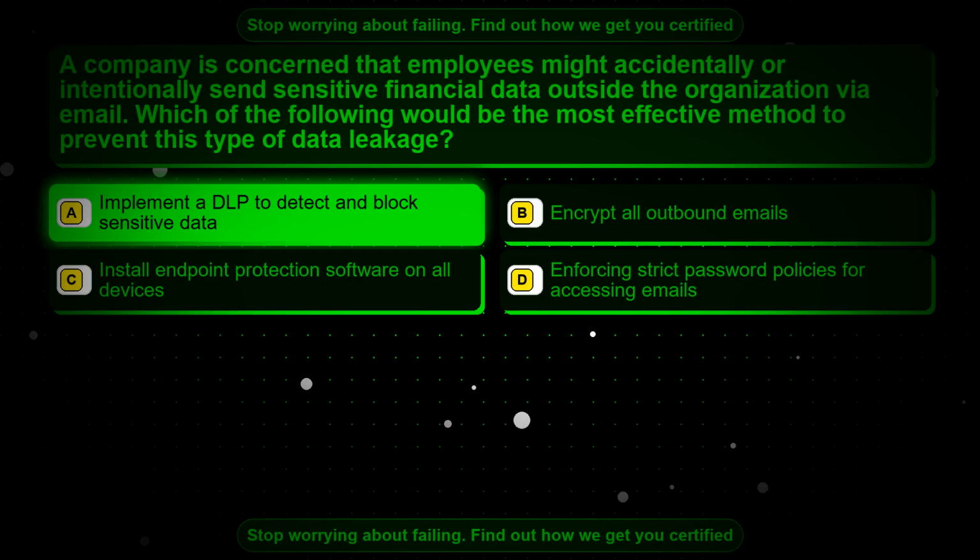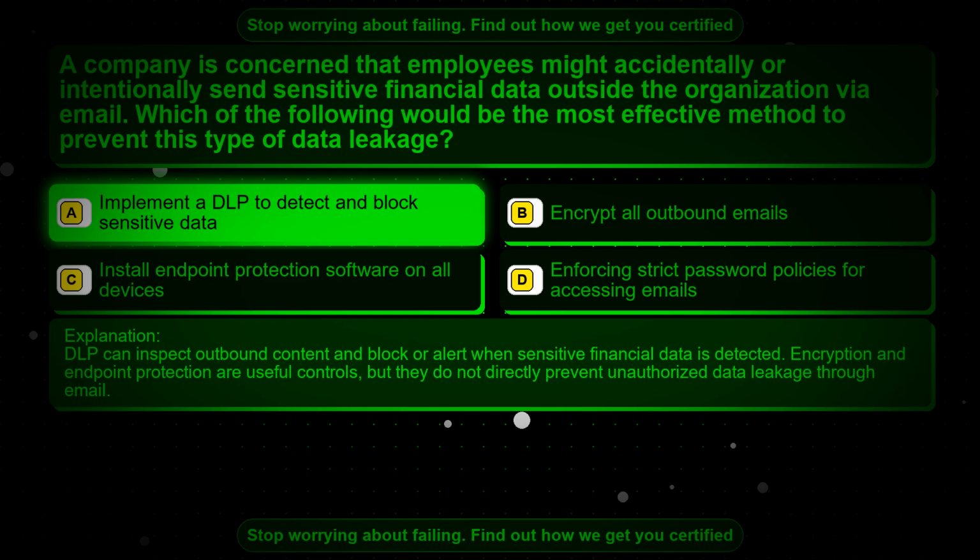The correct answer is option A. Implement a DLP to detect and block sensitive data. DLP can inspect outbound content and block or alert when sensitive financial data is detected. Encryption and endpoint protection are useful controls, but they do not directly prevent unauthorized data leakage through email.